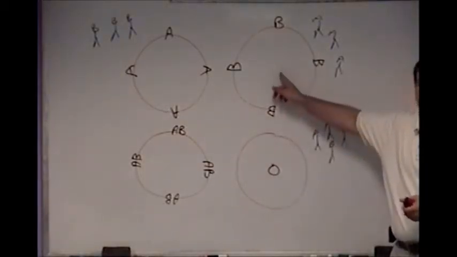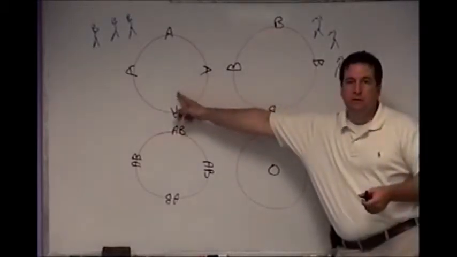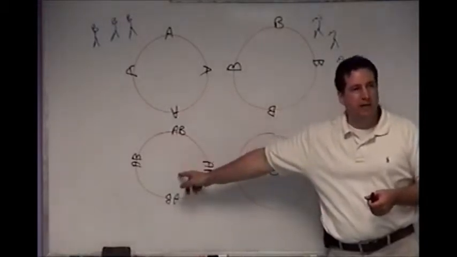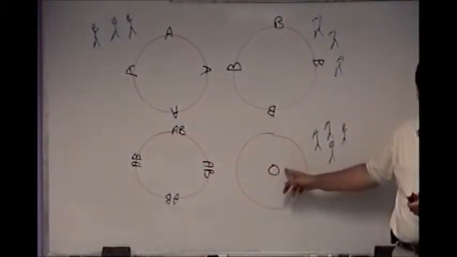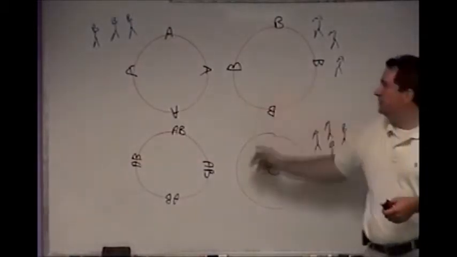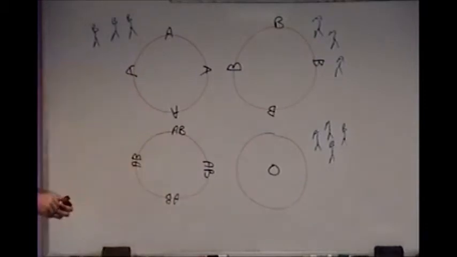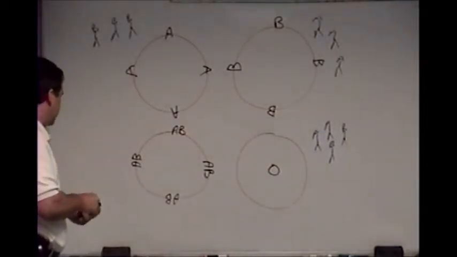Can he get this? No, because he has antibodies that will attack it. Can he get this? No, because he has antibodies that will attack it. He can only get himself. But he can give to anybody. So I call him the universal donor. Make sense? A little bit easier than how this stuff reads in the book, right? Trust me, it is. Okay.